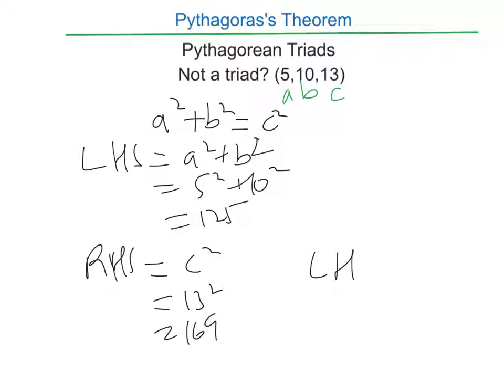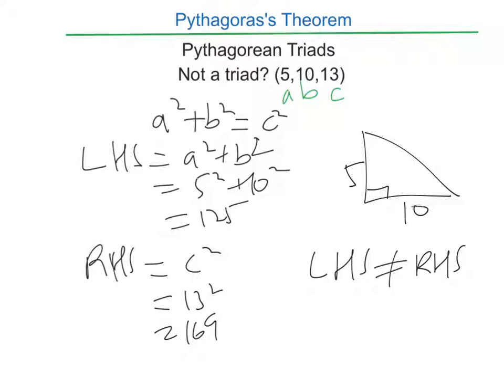The left-hand side is not equal to the right-hand side because 125 is not the same as 169. That means that this is not a Pythagorean triad. It does not make a triangle with a right angle with 5, 10 and 13. 13 is wrong. The answer needs to be another number besides 13.